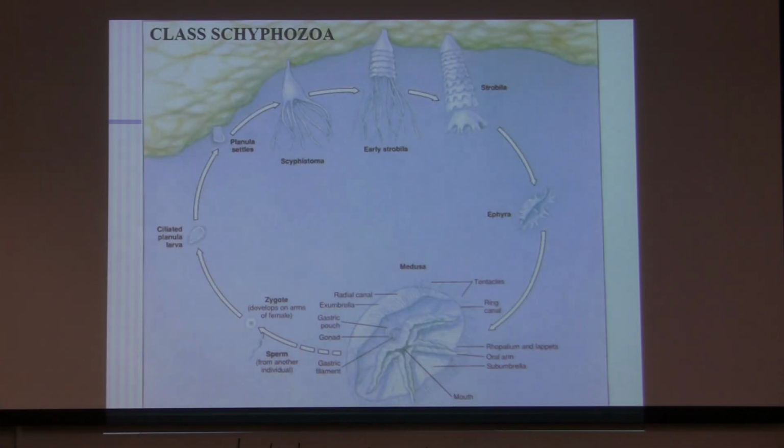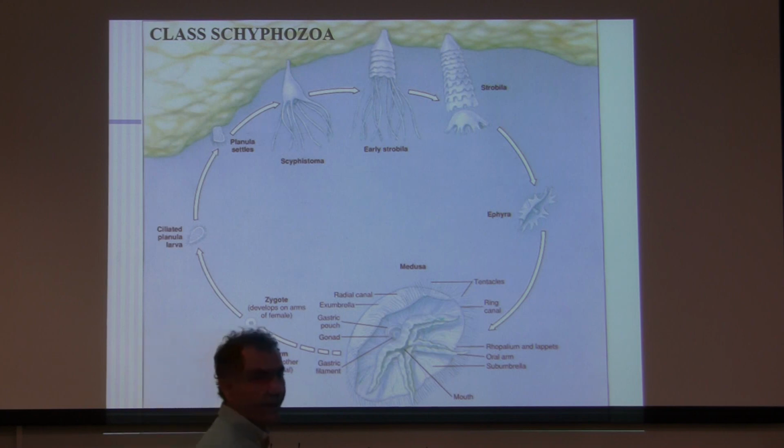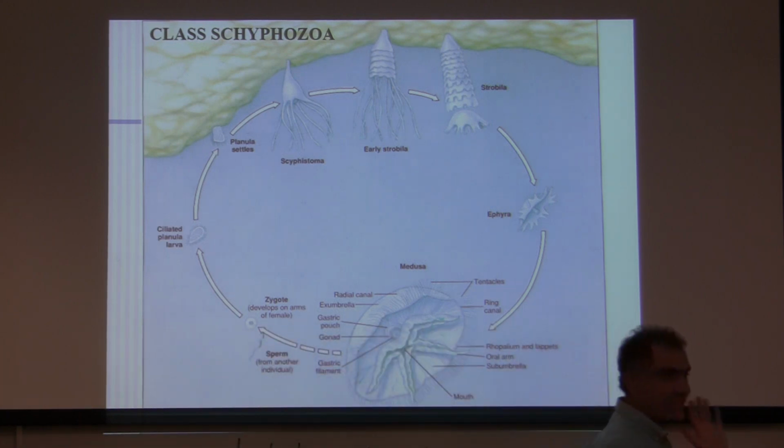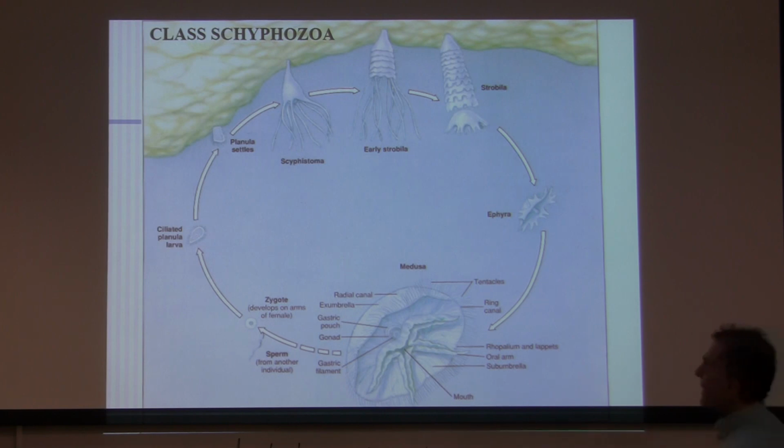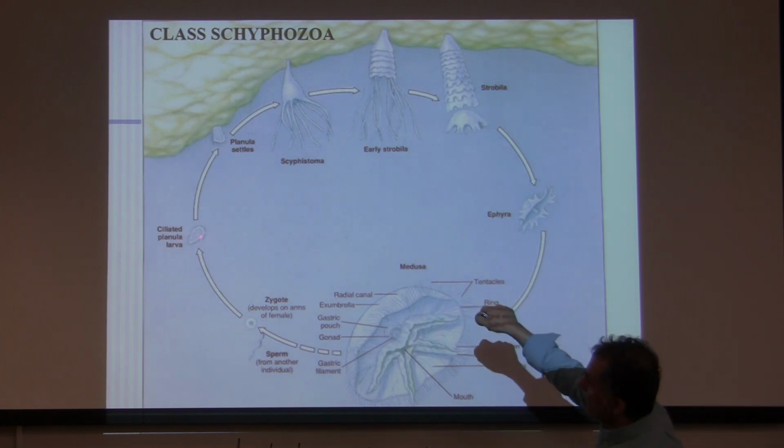Let's look at the pictures. Here we go. Finally, pictures. A picture says more than 1 million words in biology. In other fields, a picture says 1,000 words, but in biology, it says 1 million words. Right? So you have the planula larva.